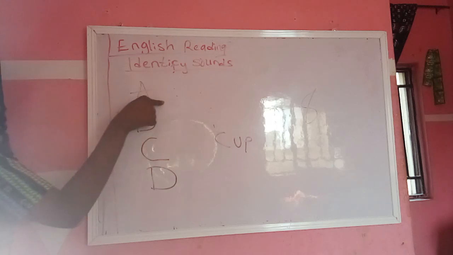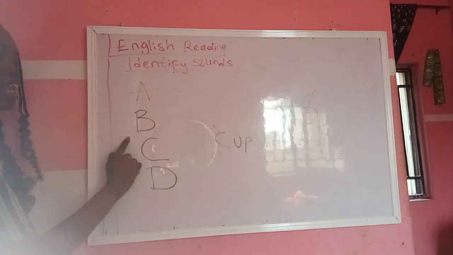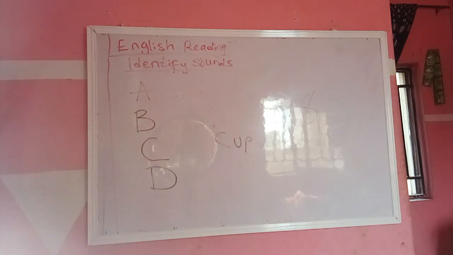This one is letter A pronounced as A. B pronounced as B. Then we have C pronounced as K. Say K, as you want to say kill. C pronounced as K. D pronounced as D. Say D.